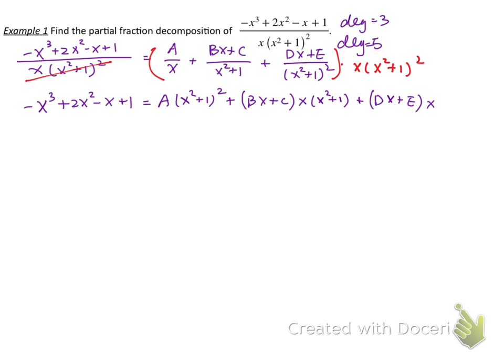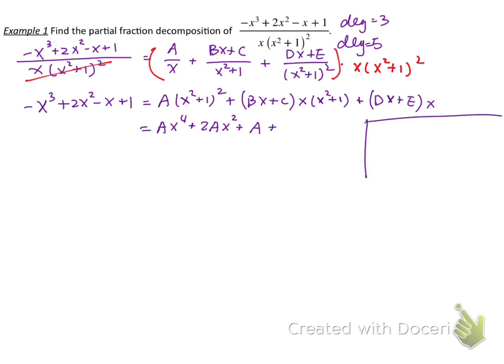Then I multiply these out. For the first, it's a perfect square, so a(x^4 + 2x^2 + 1). You expand x squared plus 1, you get x to the 4th plus 2x squared plus 1, you multiply by a. And then this, I should multiply it a little bit. Let me do it here.